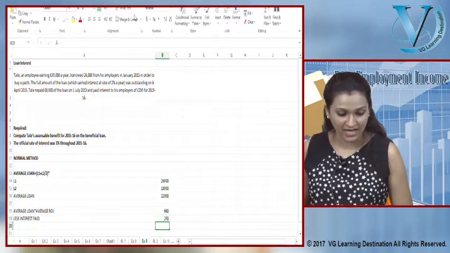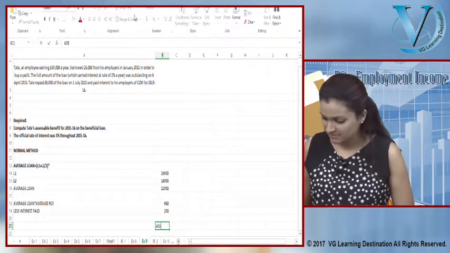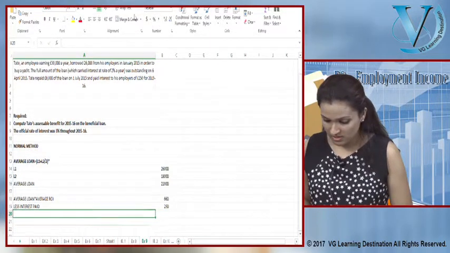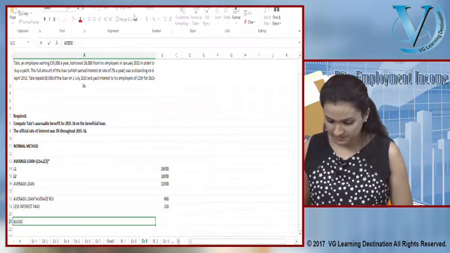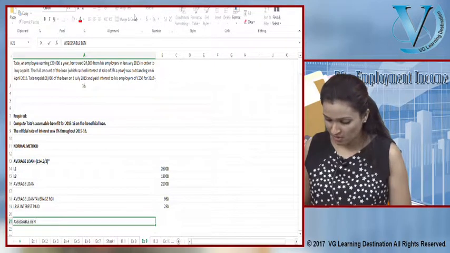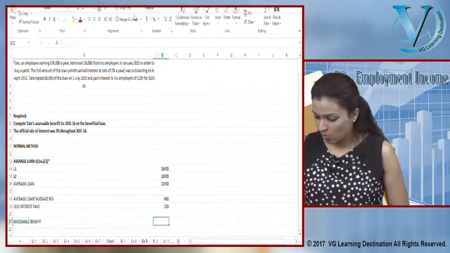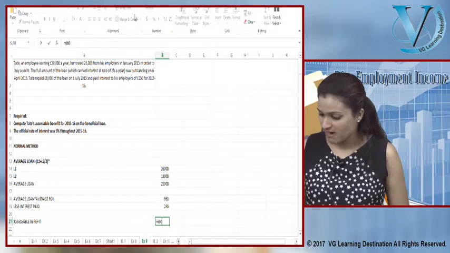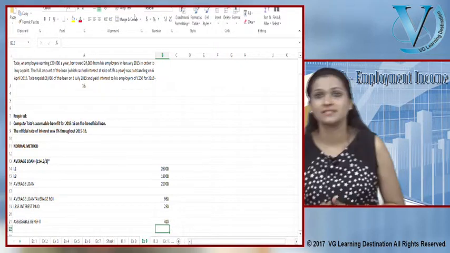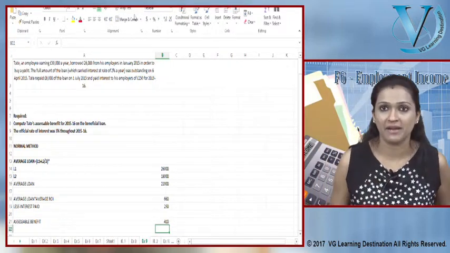So the benefit that you actually enjoyed, the assessable benefit that you actually enjoyed, is how much? Assessable benefit which you've actually enjoyed is equal to the total value of the benefit, 660 pounds, minus how much you've actually repaid, 250. The benefit that you've enjoyed is equal to 410 pounds.